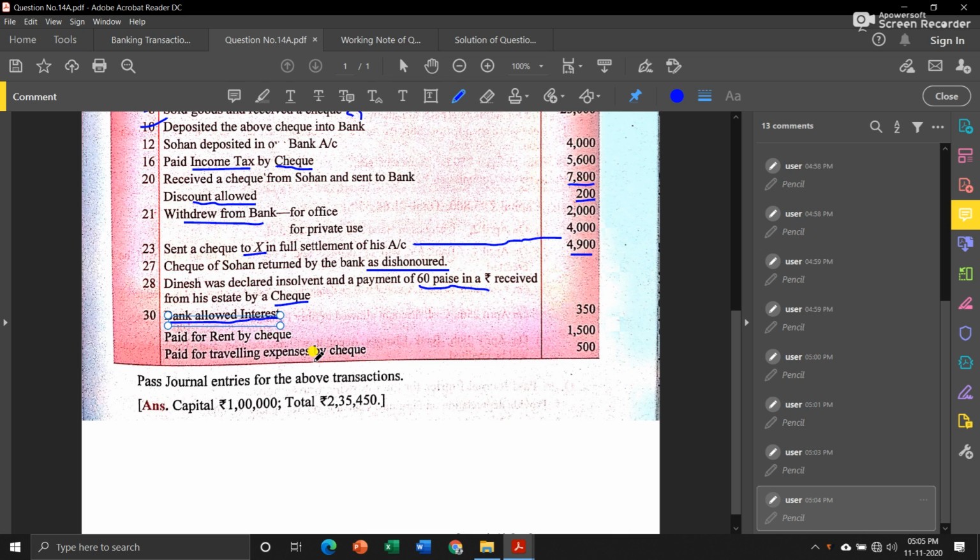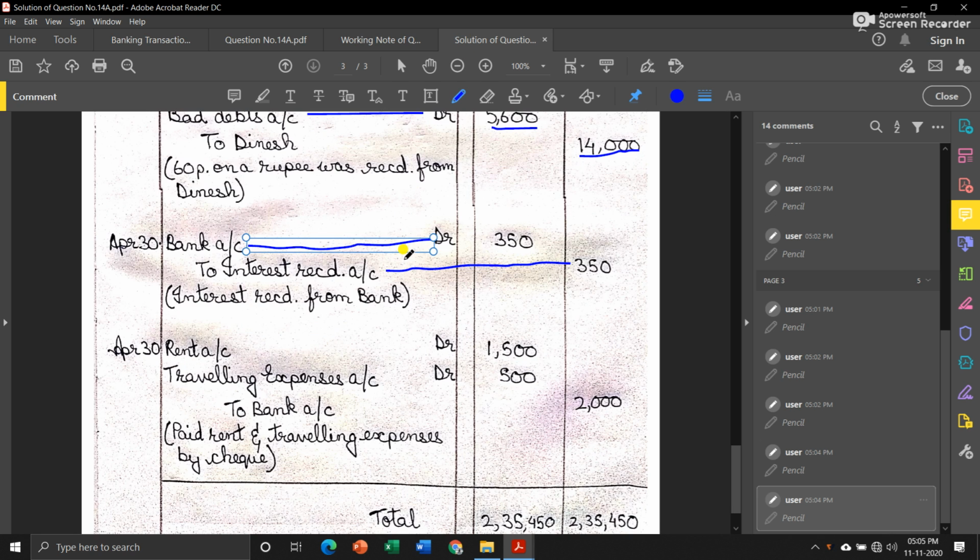Okay, so next, since there are two similar transactions, that is paid for rent by check and paid for traveling expenses by check, we will merge these two transactions and we will put one journal entry. Okay, compound journal entry. Now these two transactions, what they said is that we paid rent and traveling expenses by check. That means money will be deducted from our bank account. So since these two are nominal accounts, we will debit rent and traveling expenses account, and bank account will be credited since money will be deducted from our bank.